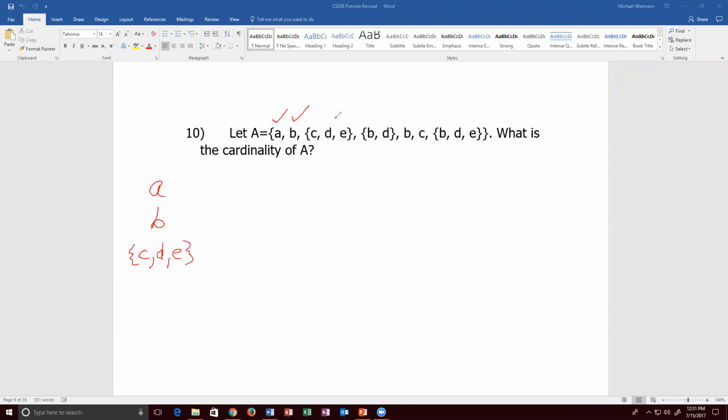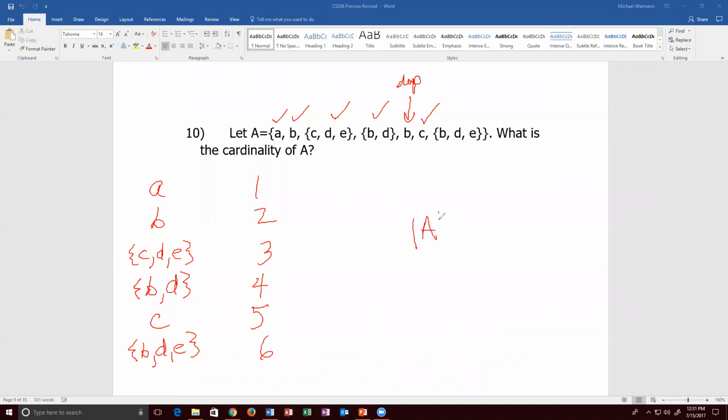that's a grouping. BD, that's a grouping. B, notice B's already listed, so I'm not going to write that down again. That is a duplicate. C, I don't have in my distinct listing, so I took care of that. B, D, E, I don't have listed, so B, D, E. So let's count. There's 1, 2, 3, 4, 5, 6. The cardinality of this set is 6, completing number 10.